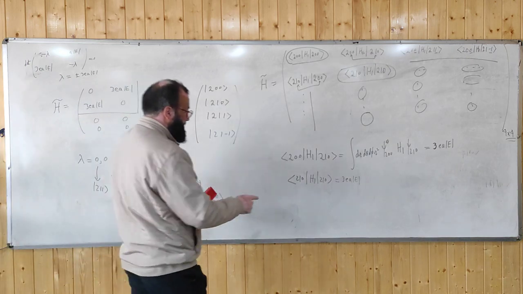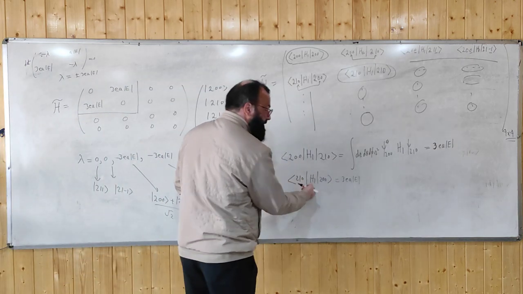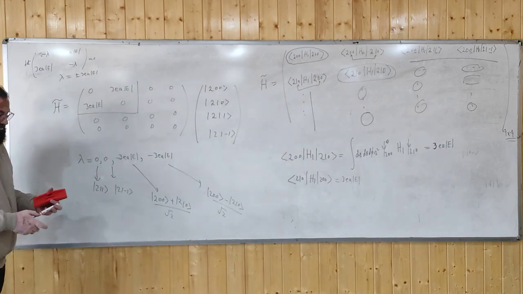Uh-huh. <2,0,0|H1|2,1,0>, yes, it is 2, 1, 0. So it is simply the conjugate of this thing. Okay?